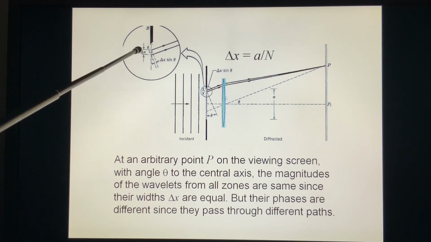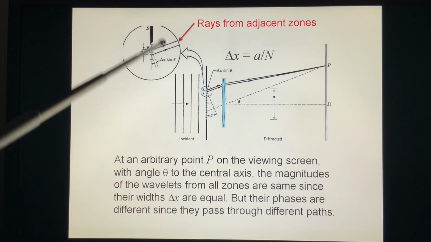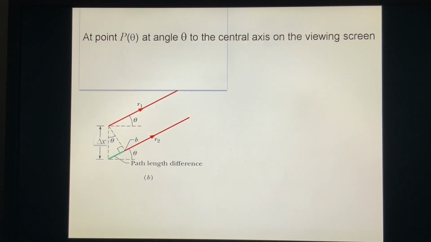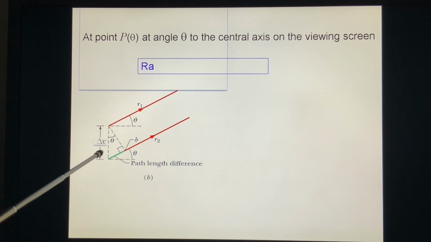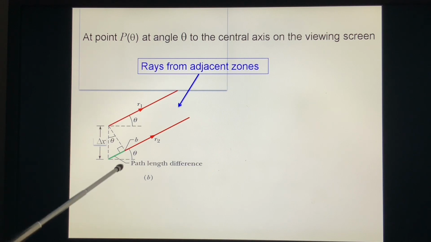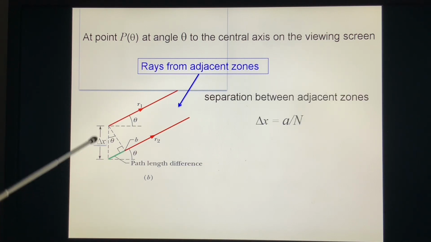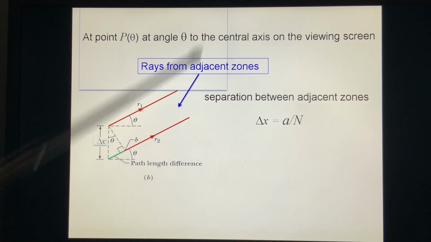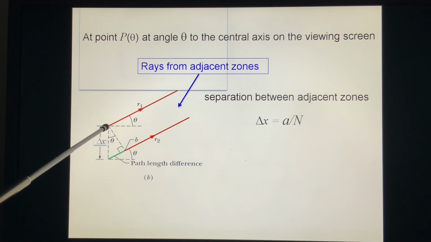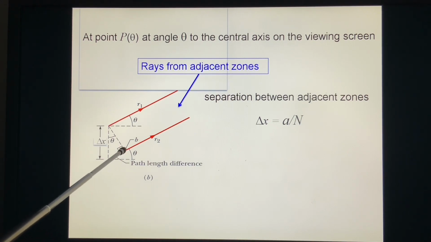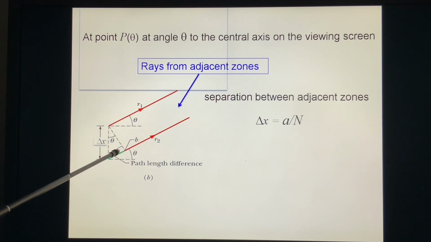Look at this, the two lines from neighboring zones, okay? They have a path difference. Now we look at the angle theta. This is the separation, these are lines from the adjacent zones, and the separation delta x equals a over n, with n approaching infinity. We draw a perpendicular line, this dashed line. After that, the two lines have the same path, and the bottom line has an extra. So they have a path difference.